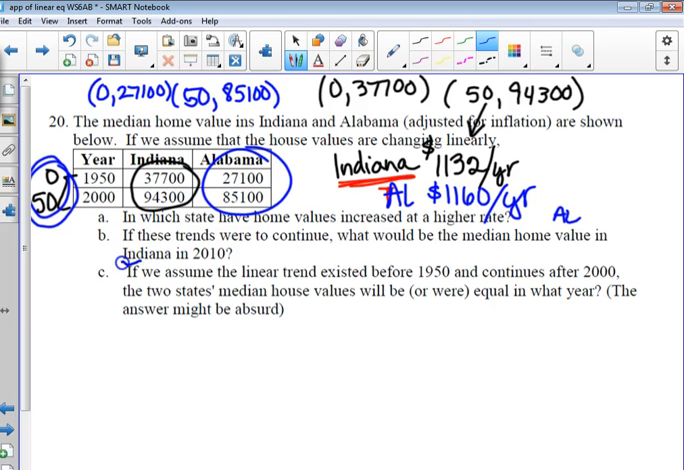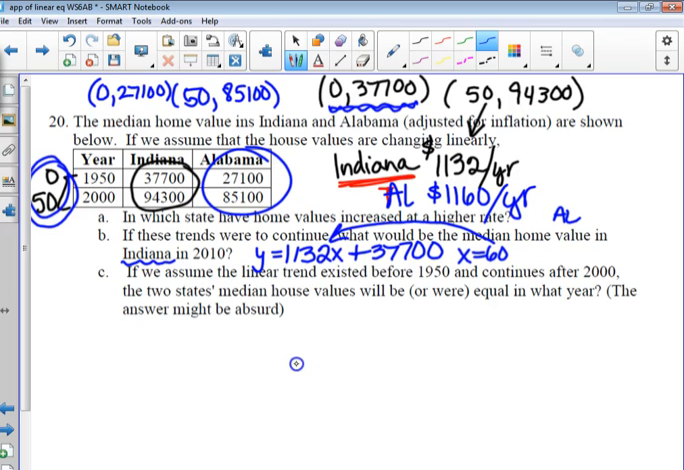If we're trying to write an equation for Indiana, which was the black numbers up here, is this a special point? That's the y-intercept, right? Because over 0 and up 37700. So the equation would be y equals, let's see, Indiana was 1132x plus the y-intercept was 37,700. So if we wanted to find 2010, be careful, what do we have to put in? Yes, from 1950 to 2010 is 60 years later. So we need to plug a 60 in there and see what we get.